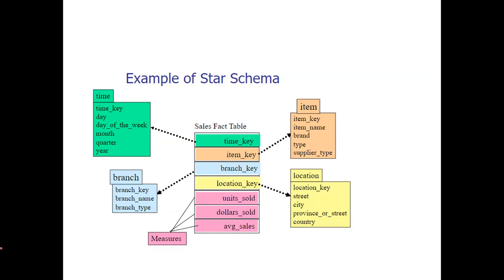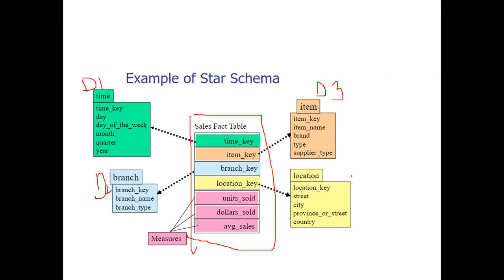So this is the star schema. We have one fact table, and these are all dimensions. Time is a dimension, branch is a dimension, item is a dimension. We have product. Suppose your product is a dimension, location is a dimension. Okay, we have 4 dimensions and one fact table, right?